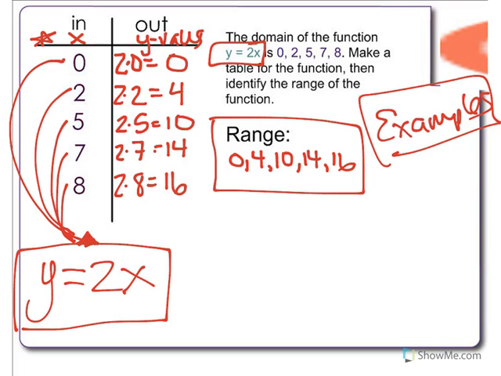Okay, all I did is I took my input values, my x values, and I substituted into my function 2 times x, or 2 times my input. So therefore, my output values are 2 times what I put in. So my range would be 0, 4, 10, 14, and 16.